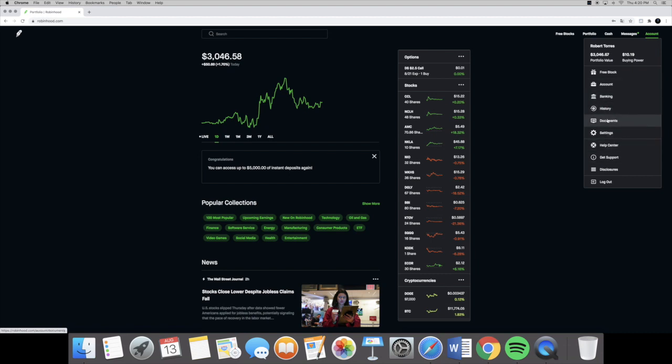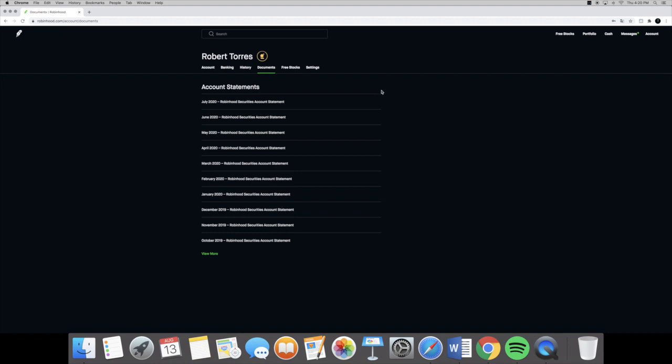Let's go right here, documents. Right here you can see different documents like banking and all your statements. You get a statement every single month about what you're doing, like all the trades you did and everything. So you can use that for your taxes at the end of the year.